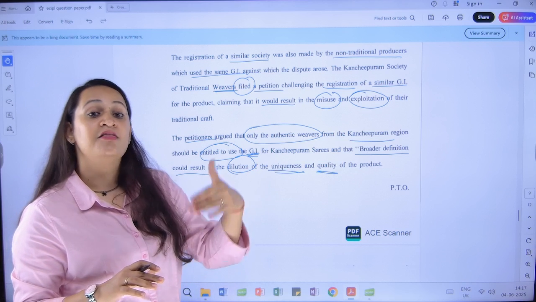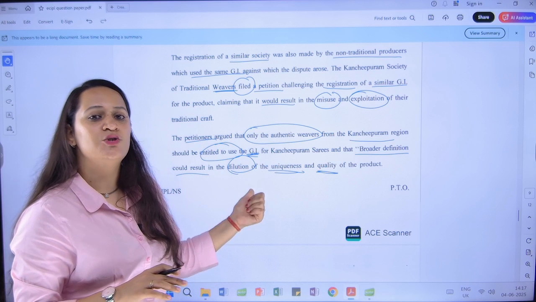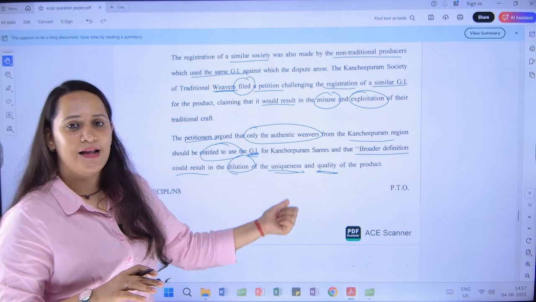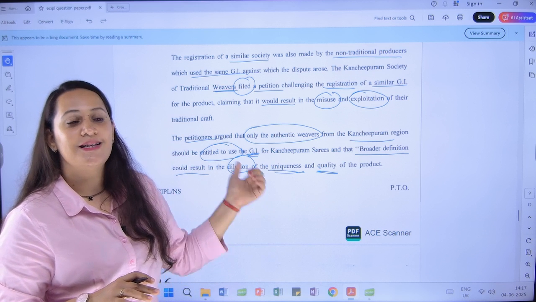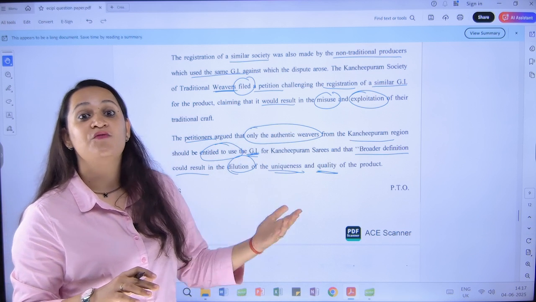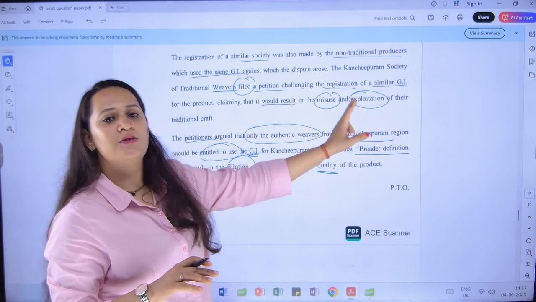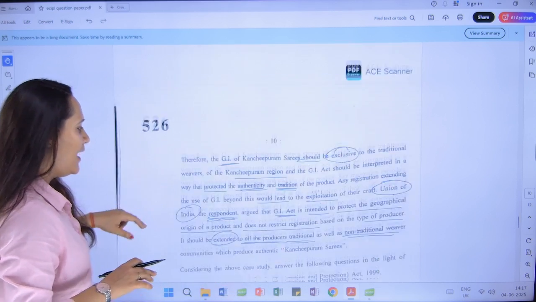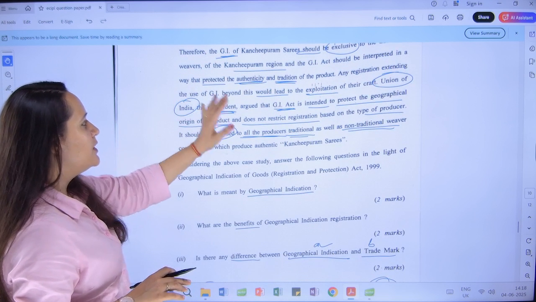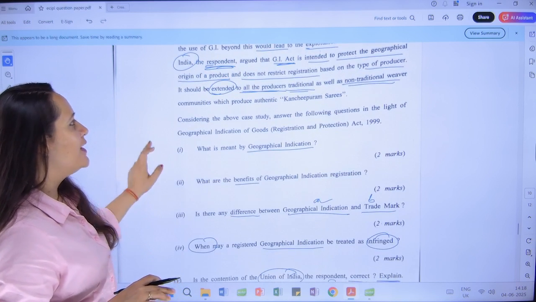If you allow other weavers, other producers to manufacture the same product, it will lose its originality, it will lose the uniqueness, it will lose the quality. So don't permit anybody else. They want to issue a temporary injunction and cancel the GI usage for the other group of producers or weavers outside the ambit of this cooperative society, saying that it will result in misuse and exploitation of GI. So these are the facts of the case, and they are saying that exclusive right should be given only to the producers from the Kanchipuram region to protect the authenticity of the product, and otherwise it would lead to exploitation.